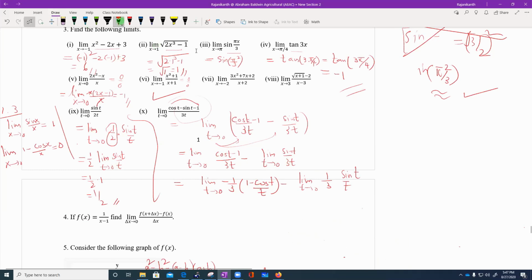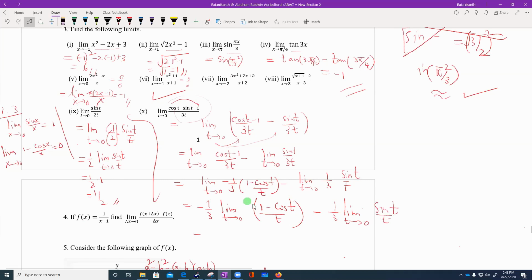So now I am going to pull the constant negative 1/3 outside the limit. Limit t goes to 0 of 1 minus cosine t over t. Then minus, again pulling 1/3 from this limit, limit t goes to 0 of sine t over t.